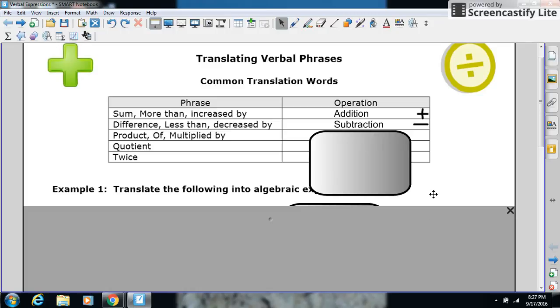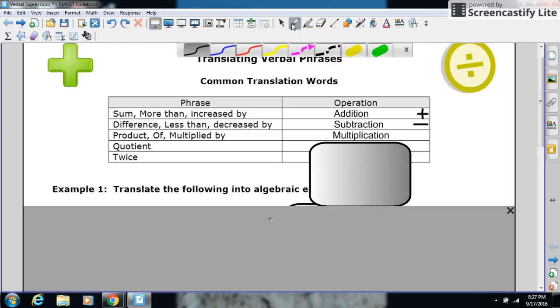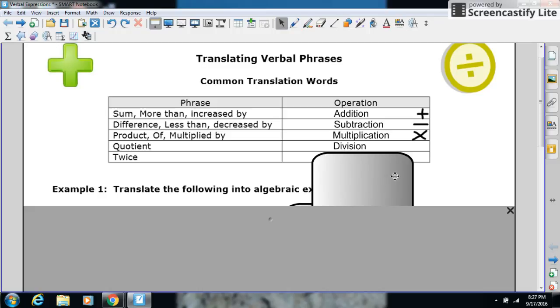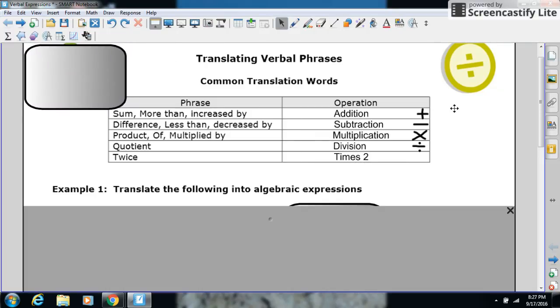The third word is product of or multiplied by. That word tells you that you'll be multiplying. The second to last word is quotient. And quotient, if you haven't guessed or forgotten, means that you'll be dividing. It's kind of one of the easier ones. And the last word, twice, means times 2. That's what twice means. Twice your age, twice your weight, twice your height, whatever it happens to be.